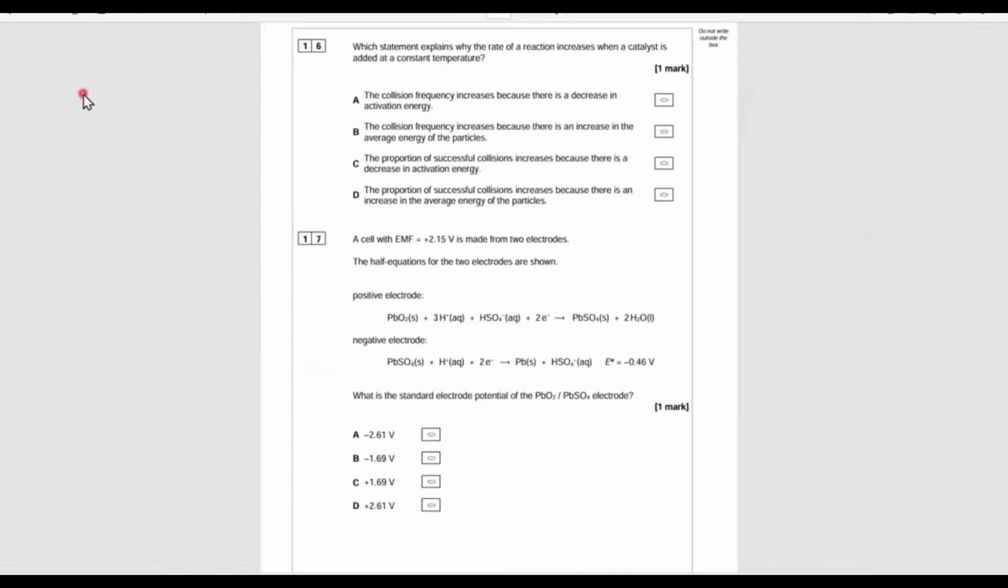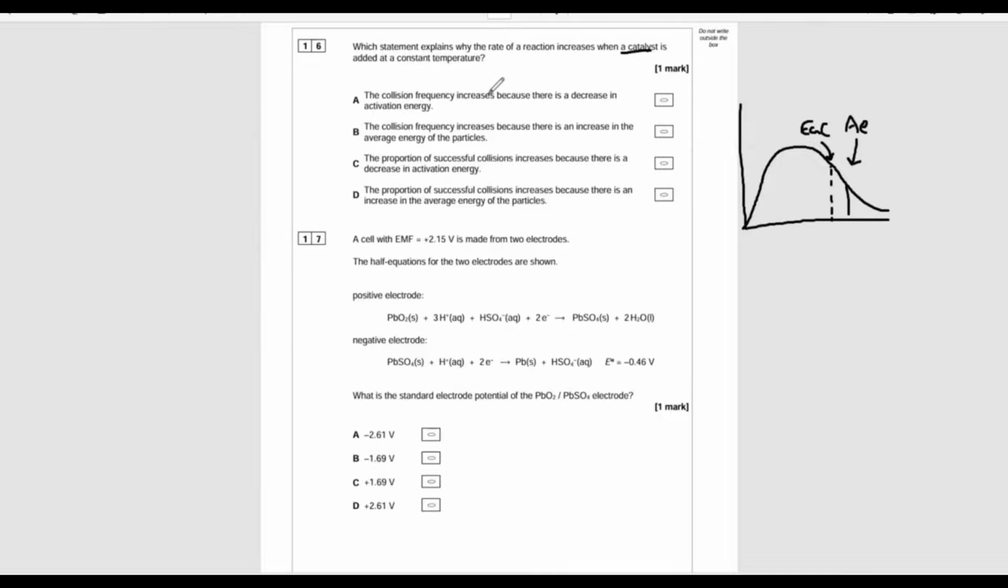Statement explains why the rate of reaction increases when a catalyst is added at a constant temperature. So we've got to remember our Maxwell-Boltzmann distribution curve. We've got the number of particles shown underneath the line, and then we've got our activation energy, and when you add a catalyst, does the curve change or does the activation energy change? Hopefully you know a catalyst lowers the activation energy, so we're going to put a dotted line here, and we can call this EAC, energy of activation with a catalyst. That is the activation energy.